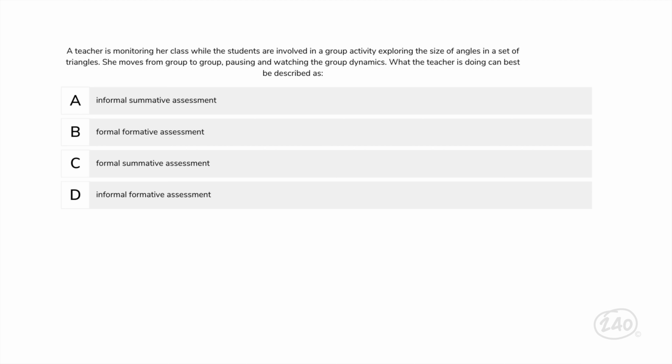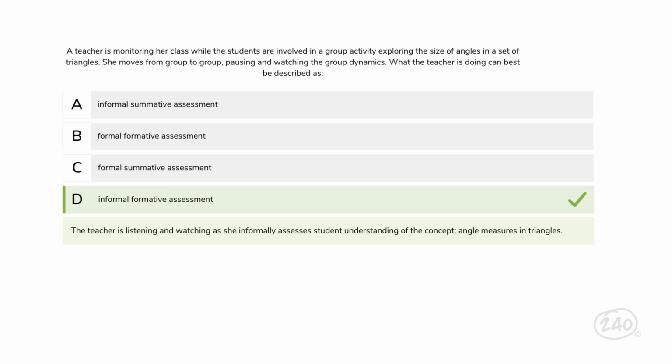All right, last one. A teacher is monitoring her class while the students are involved in a group activity exploring the size of angles in a set of triangles. She moves from group to group, pausing and watching the group dynamics. What the teacher is doing can be best described as what? This question combines those definitions of formal versus informal and summative versus formative. It's a tricky one. The answer here is D. The teacher is listening and watching as she informally assesses student understanding of the concept, angle measures in triangles.